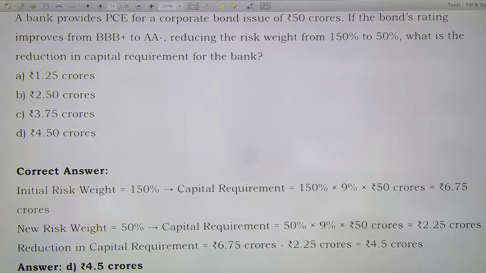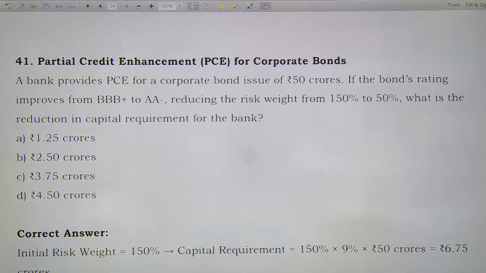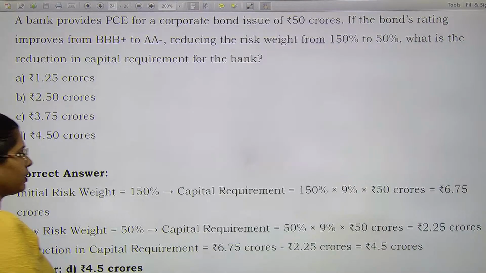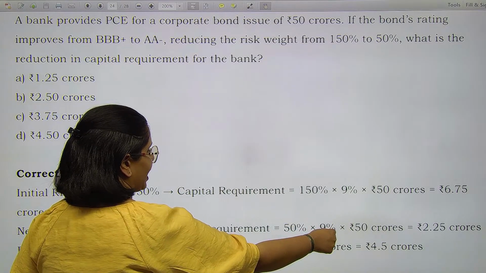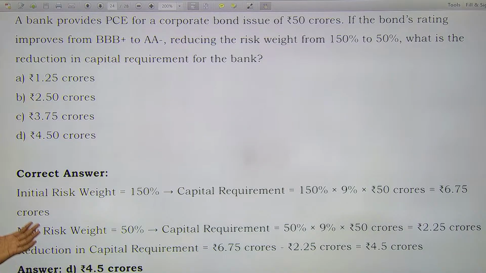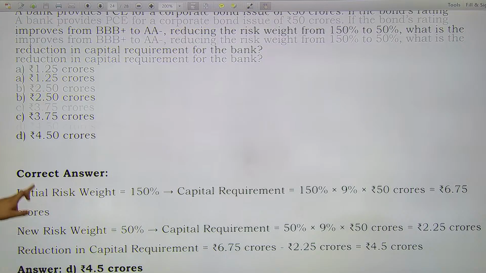So over here, see, the initial risk weight was 150%. So what was the capital requirement? 150% multiplied by 9% multiplied by 50 crores, right? This was the capital requirement, as per the Basel norms. Now, if the new risk weight is 50%, then 50% multiplied by 9% multiplied by 50 crores is 2.25 crores. So what is the reduction in capital requirement? Because your risk weight has reduced, now you can save more capital.